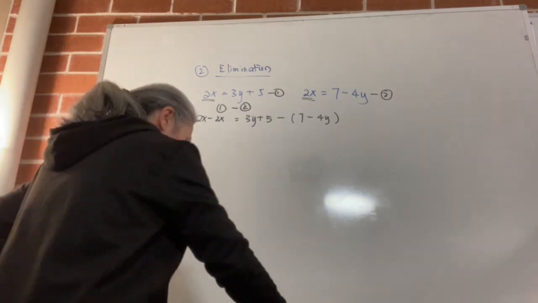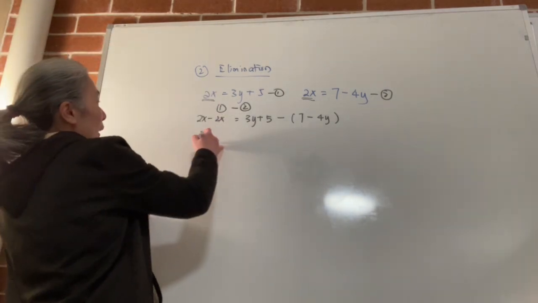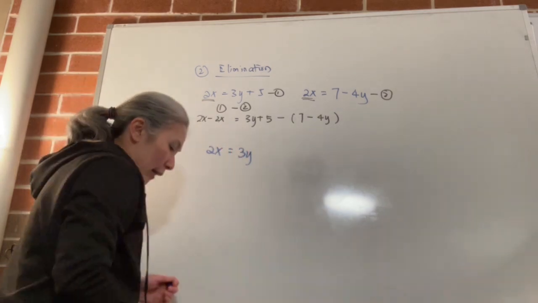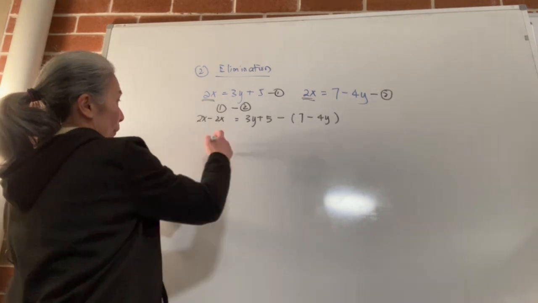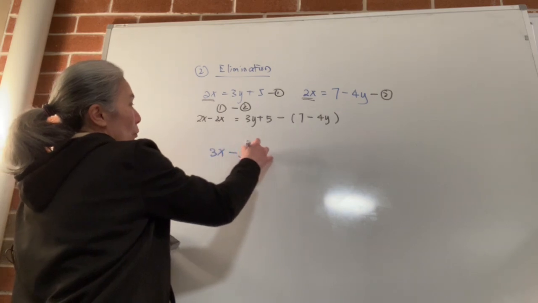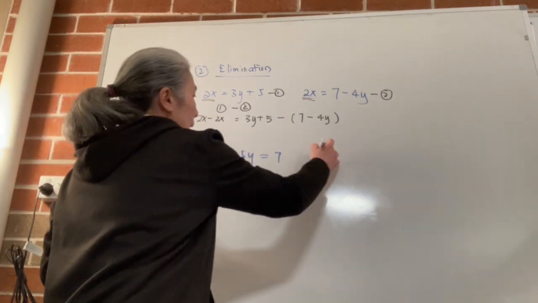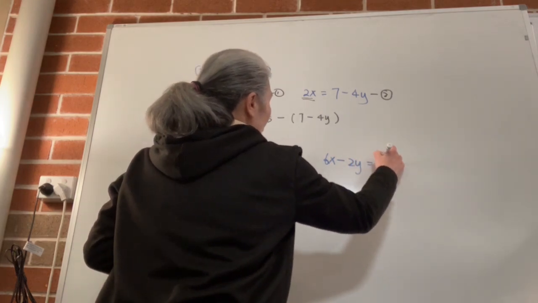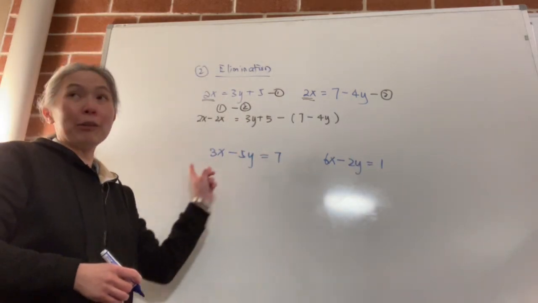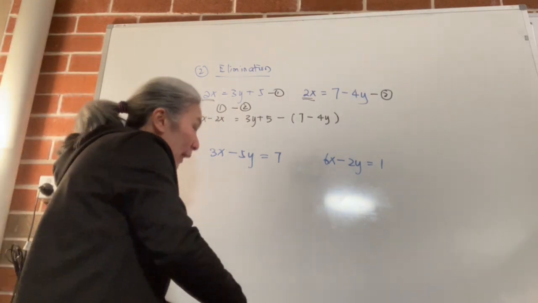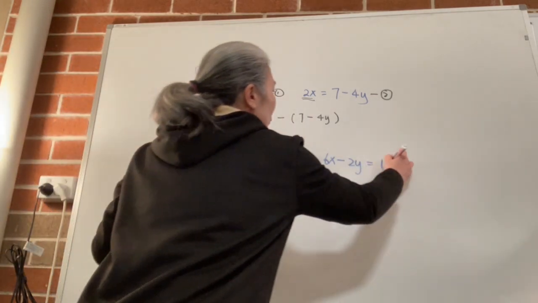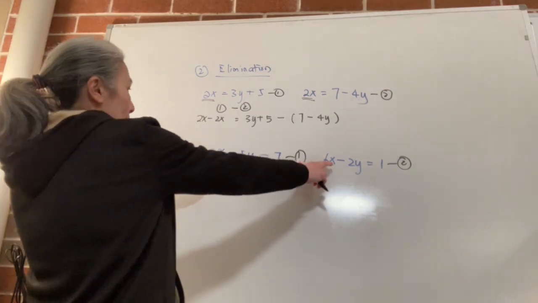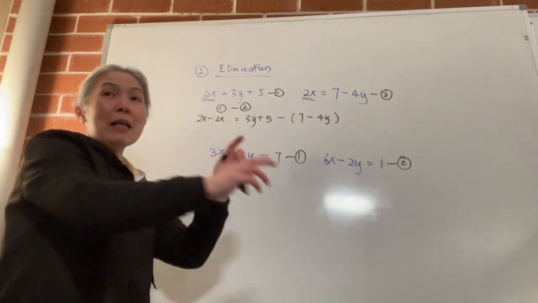If I have a question, another example: if I have 2x equal to 3y, okay, I just write them all on one side. 3x minus 5y equal to 7, and the second equation is 6x minus 2y equal to y. If I have these two as my equations, now if I need to do elimination, what I need is for them to be in the right order: x, y, number. That means I'm good to go.